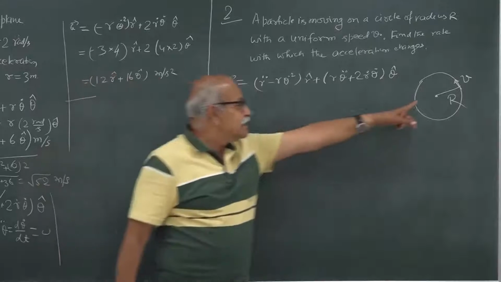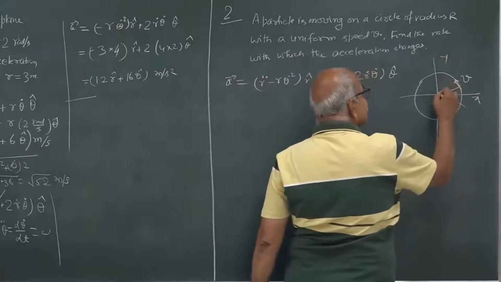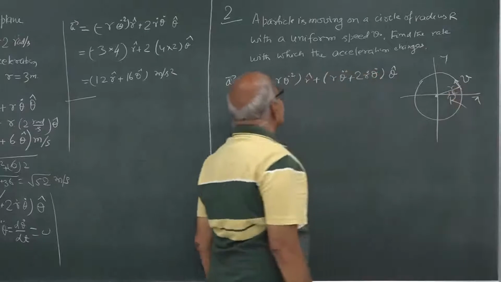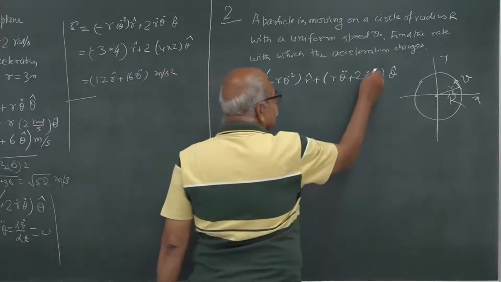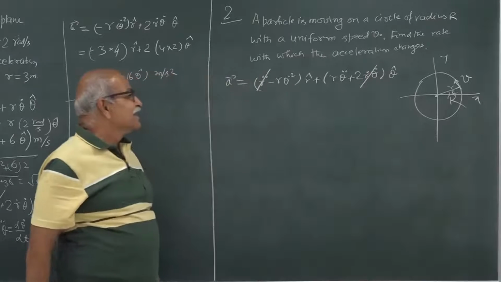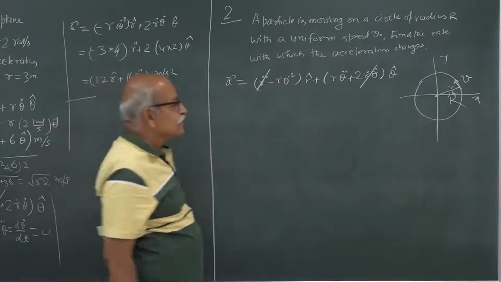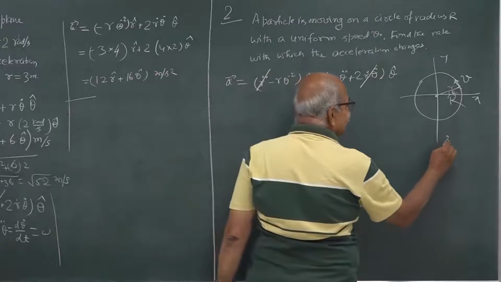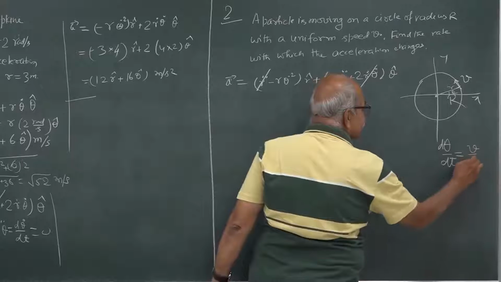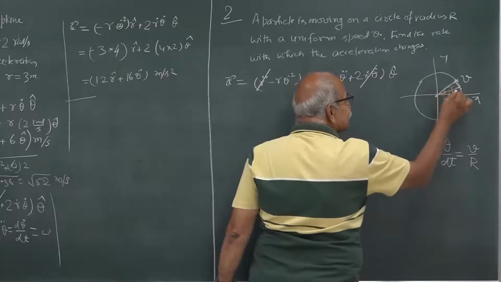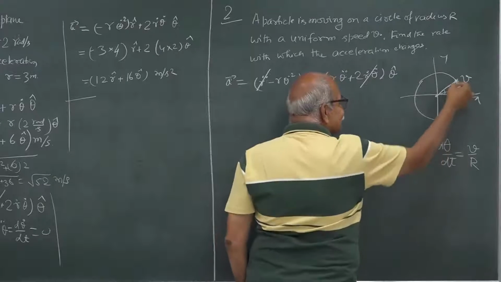Since r is constant, the distance of the particle from the origin is constant. You can take the x axis, the y axis, this is r, this is theta. r dot is 0, r double dot is 0, so this term goes away, and r dot is 0, so this term goes away. Then you have theta double dot and theta dot, the angular velocity, d theta dt. d theta dt is v by r, because if this is d theta and this is v times dt, then d theta by dt will be v by r.